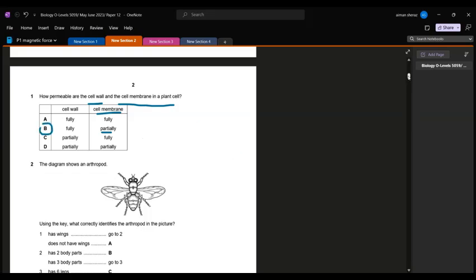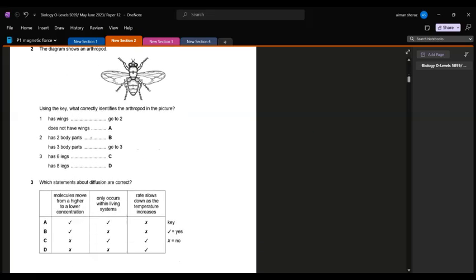Question number two. The diagram shows an arthropod. Using the key, correctly identify the arthropod in the picture. One, has wings. We can see it has two wings. So it means we have to go to number two. Has two body parts. It doesn't have two body parts. You can see its head, then thorax, and this is the abdomen. So it has three body parts, and we have to go to number three. Has six legs? Yes. One, two, three, four, five, six. So C is the correct option.